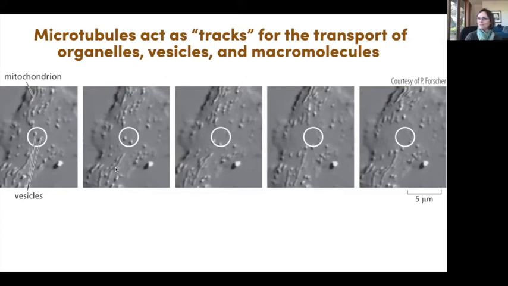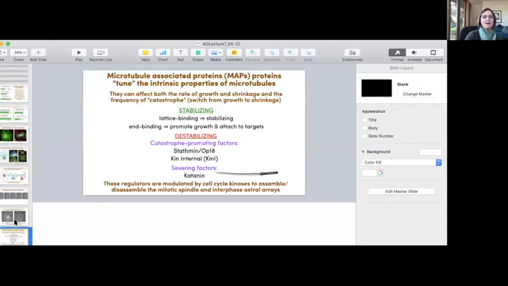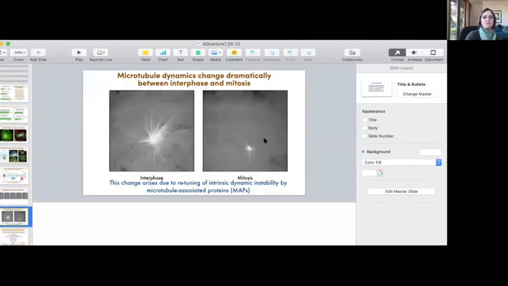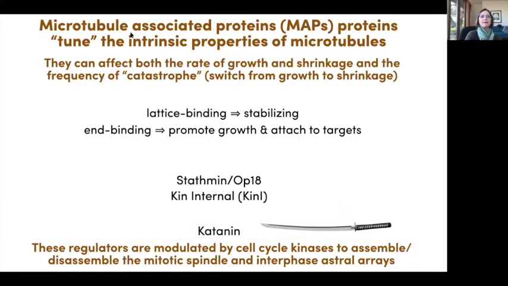I think I should skip the next slide because it's a movie and I'm worried it's going to crash, but it just shows that microtubules' growth and shrinkage change dramatically between interphase and mitosis. And that is, as I mentioned, controlled by the behavior of microtubule-associated proteins that tune the growth and shrinkage rates of microtubules. And there are different classes.